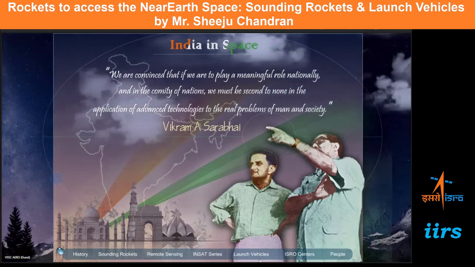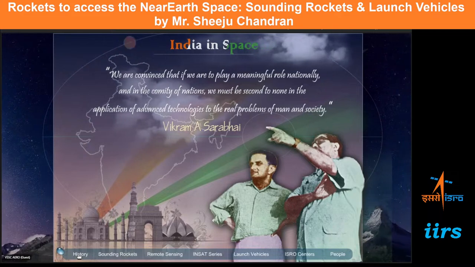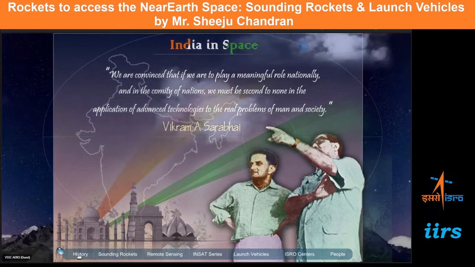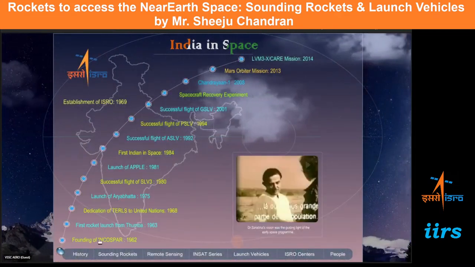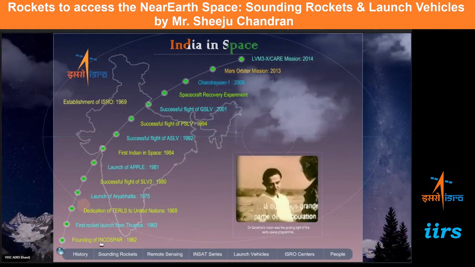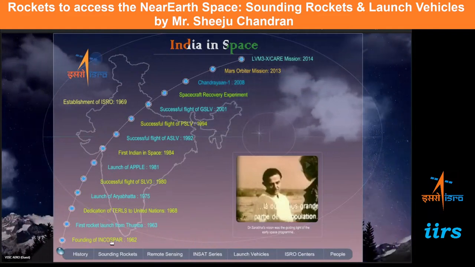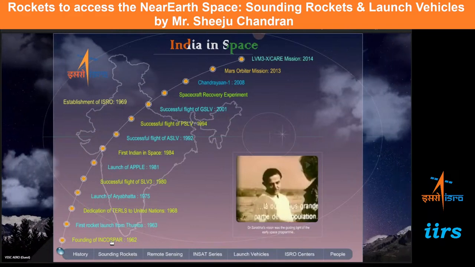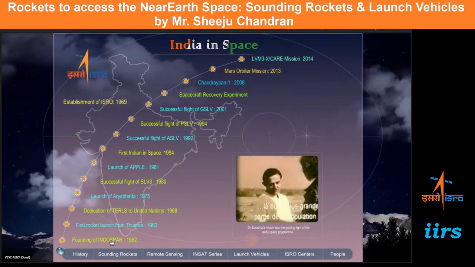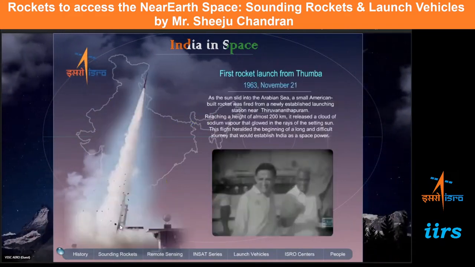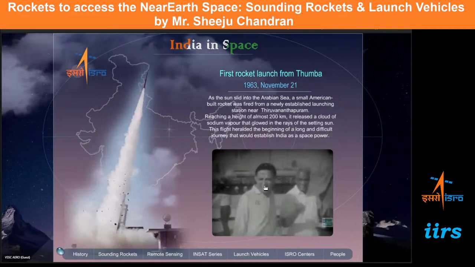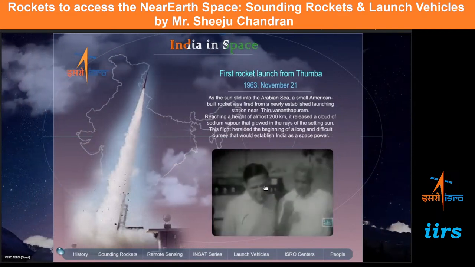And then one or two points which I would like to mention, which is mentioned in our syllabus, is we had the founding of what we call INCOSPAR, Indian Committee of Space Research, in 1962. As I mentioned, Bhabha, Vikram Sarabhai, they were all the pioneers. And the first sounding rocket was launched from Tumba in 1963, November 21st.